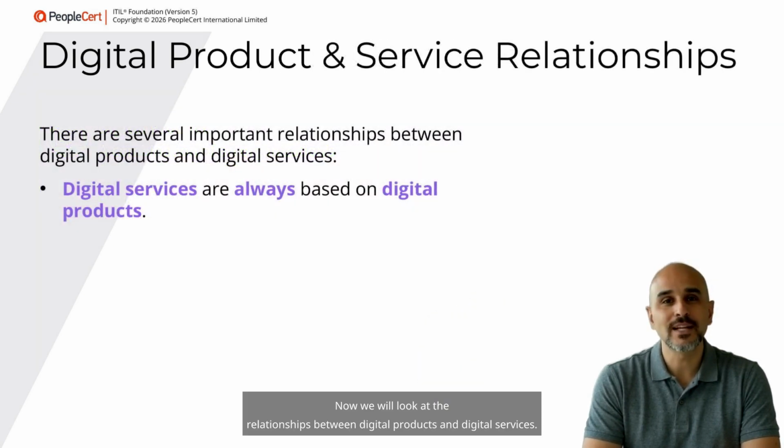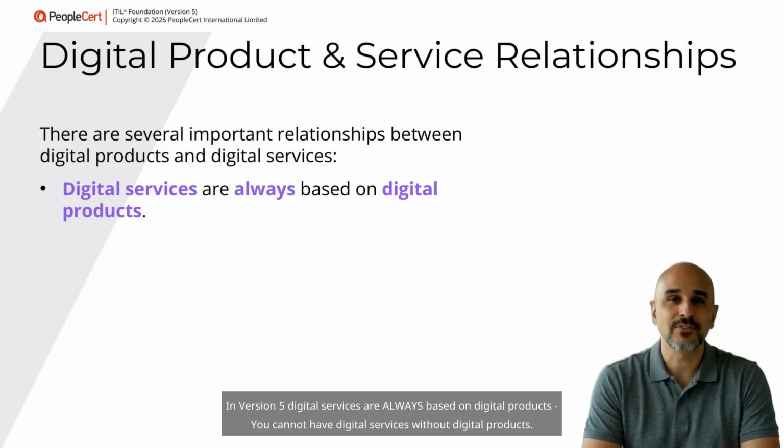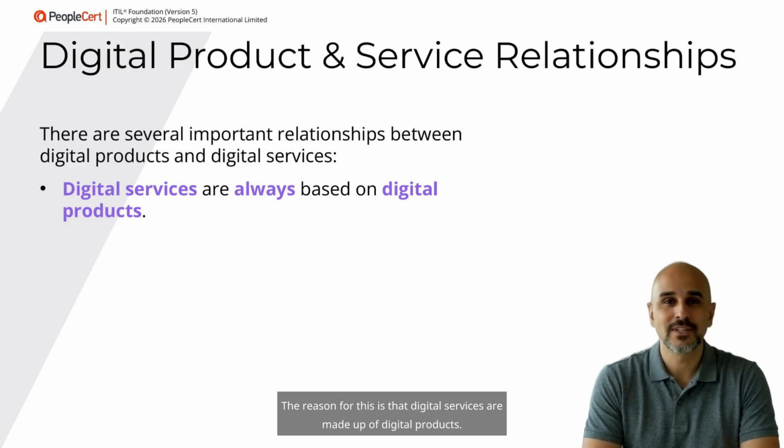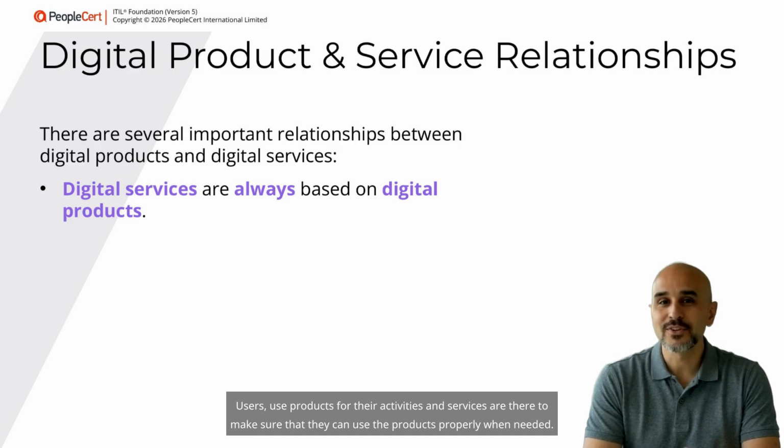Now, we will look at the relationships between digital products and digital services. In version 5, digital services are always based on digital products. You cannot have digital services without digital products. The reason for this is that digital services are made up of digital products. Users use products for their activities, and services are there to make sure that they can use the products properly when needed.